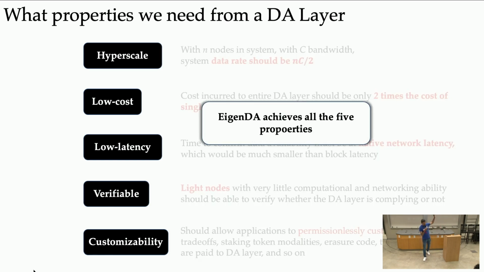Okay, so we have designed a system called Eigen Data Availability. It's still not public, so we are still working on it internally. But Eigen Data Availability can achieve all these properties.